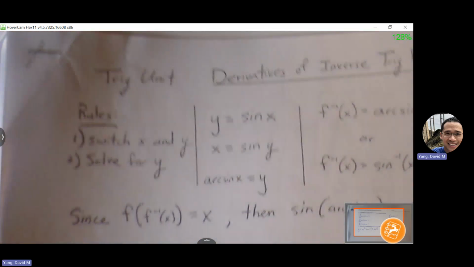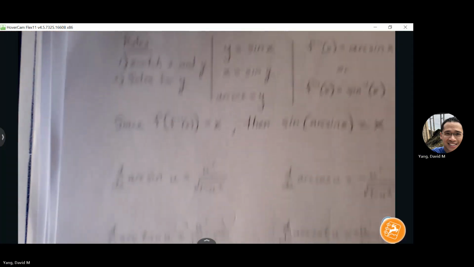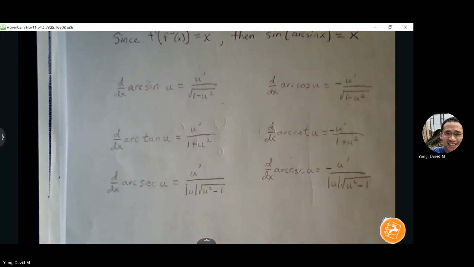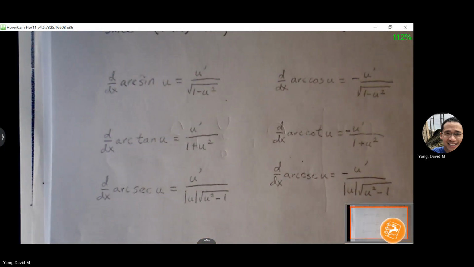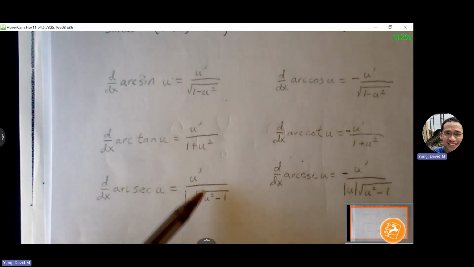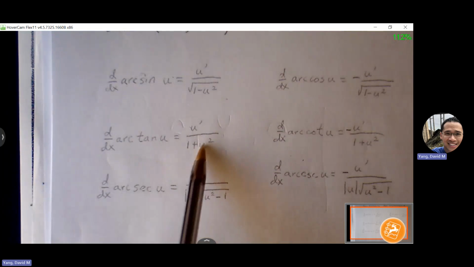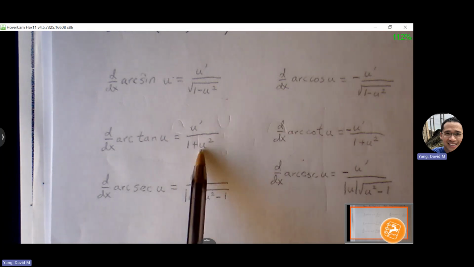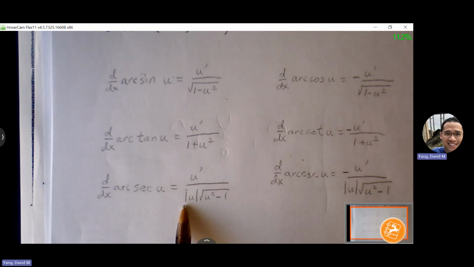Check their derivative rules. All the numerators have u prime. We start with the easiest one, the 1 plus u squared for the arctangent. And we can establish here that 1 and u squared will be involved with all your derivatives. Arcsecant, it's the most complex one.